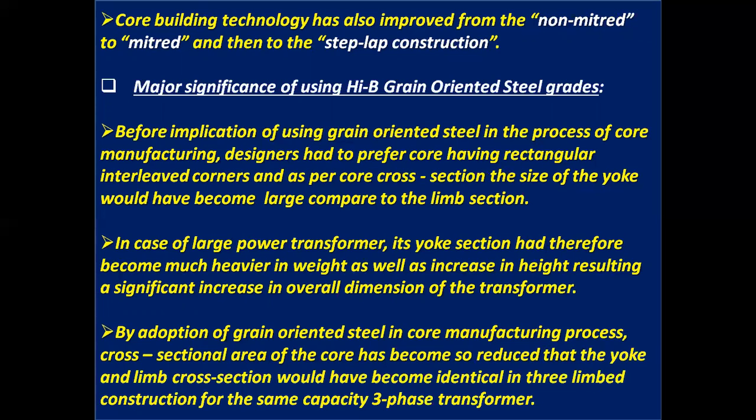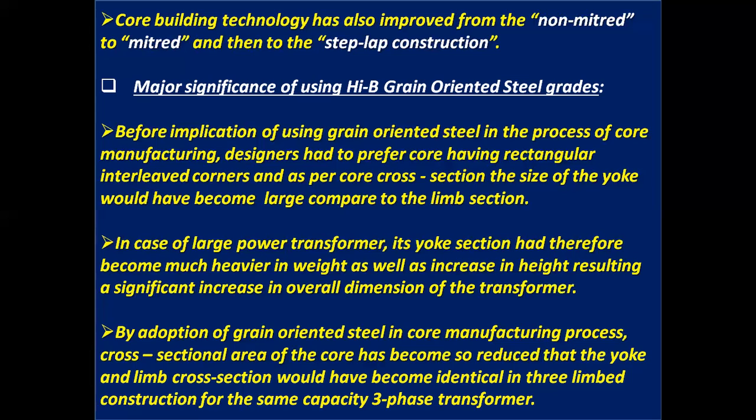Major significance of using HIB grain-oriented steel grades. Before grain-oriented steel was used in core manufacturing, designers had to prefer a core having rectangular interleaved corners, and as per core cross-section, the size of the yoke would become large compared to the limb section. In case of large power transformers, the yoke section therefore became much heavier in weight as well as increased in height, resulting in a significant increase in overall dimension of the transformer.